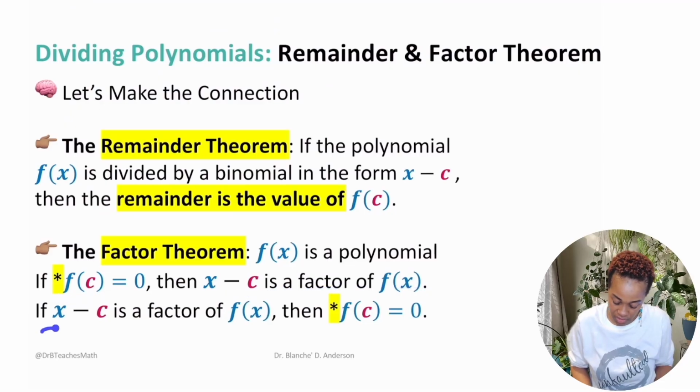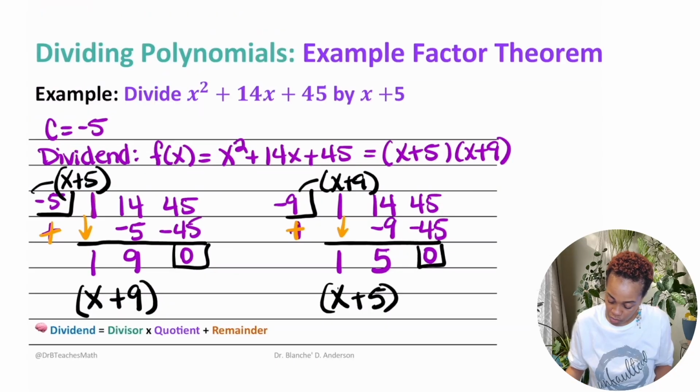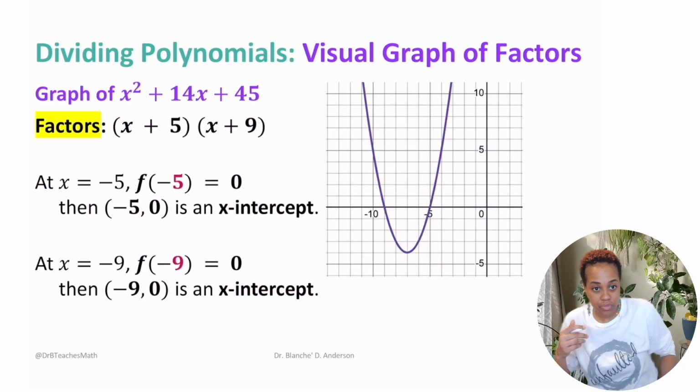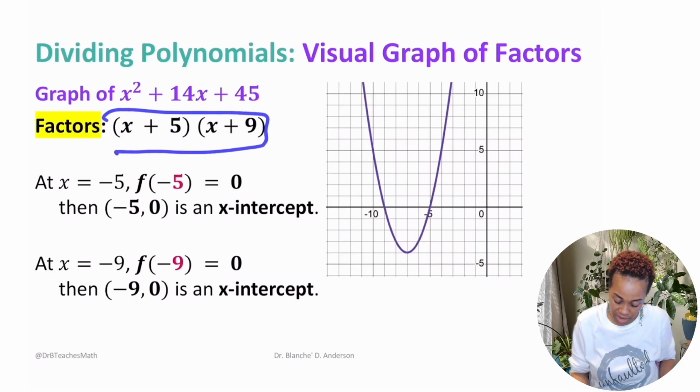And vice versa. Okay, that's what we prove. And then if I were to graph this, if they're factors, they're x-intercepts. If they're factors and you get 0, they're x-intercepts. See? These are the factors, right?